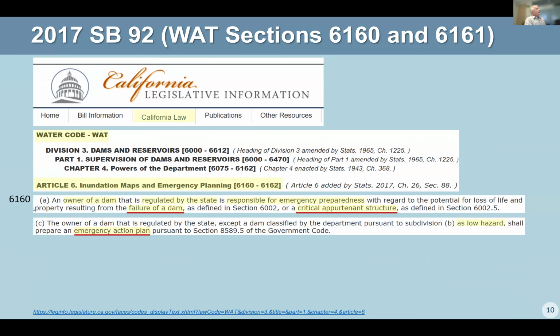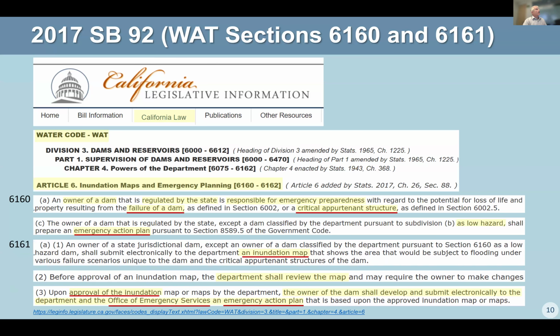look like. It's telling you that if you're an owner of a dam, you're responsible for this emergency preparedness, and that means that you have to develop an emergency action plan. And then the next paragraph below says that emergency action plan has to have an inundation map. The CCRs will go into much more detail about what that map has to have.